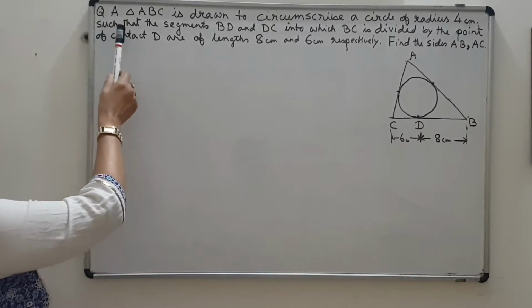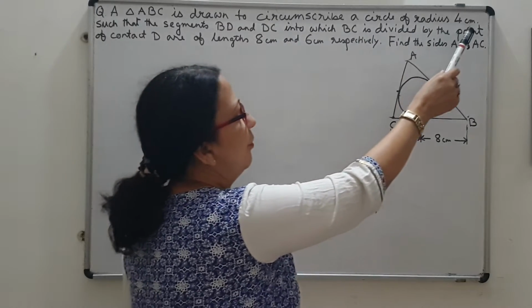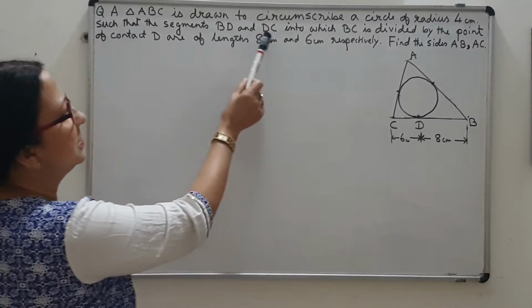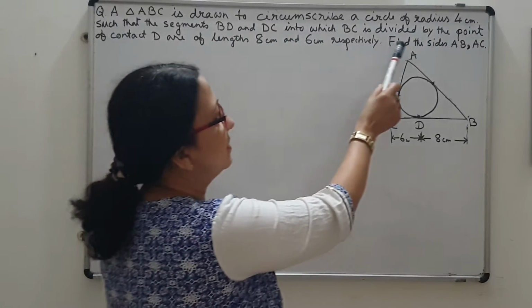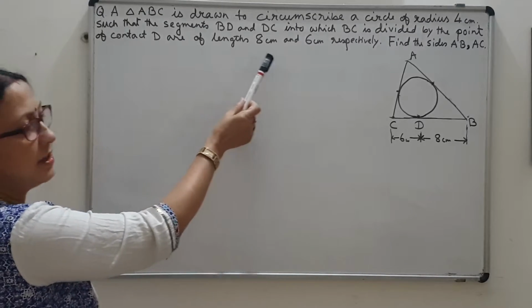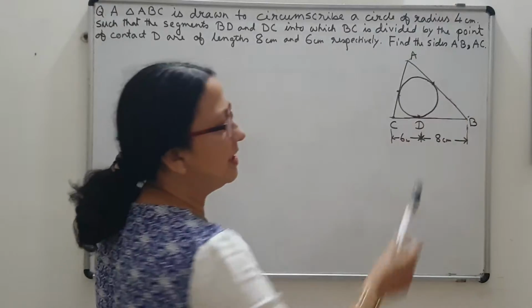The question says a triangle ABC is drawn to circumscribe a circle of radius 4 cm such that the segments BD and DC into which BC is divided by the point of contact D are of lengths 8 cm and 6 cm respectively. Find the sides AB and AC.